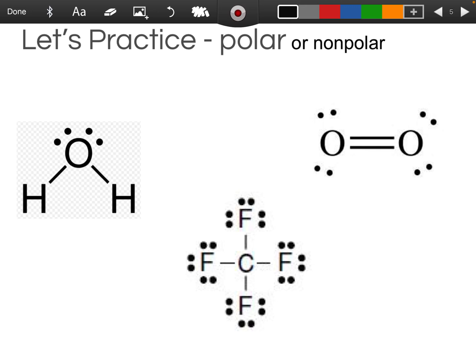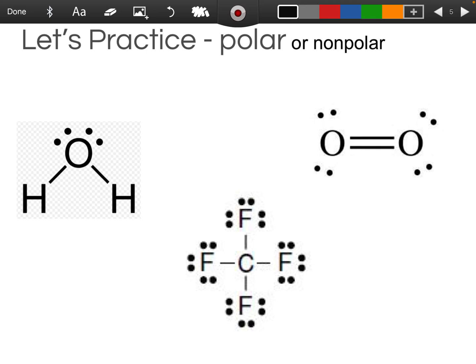All right, so if you have these pictures, the first one is water. If you look at a water molecule, this is what the Lewis structure would look like. Again, you will not be asked to draw the Lewis structure. That was a long time ago that we did that. So you'll have to look at the pictures of the molecules to figure out if it's polar or nonpolar.